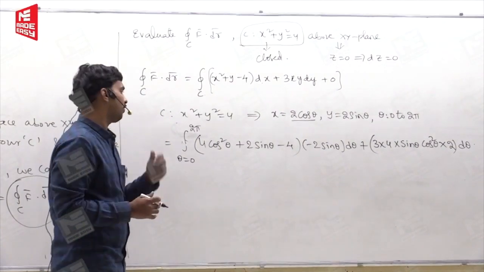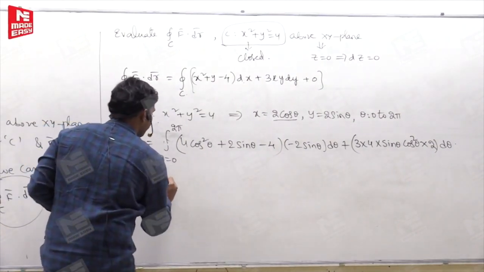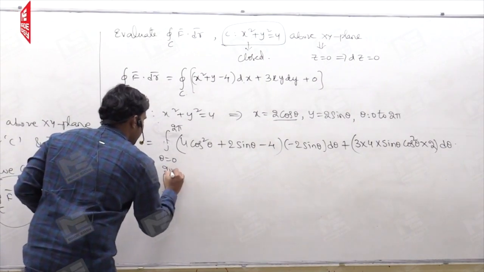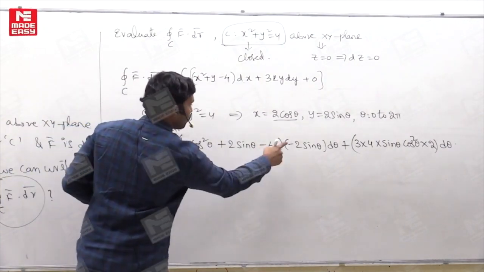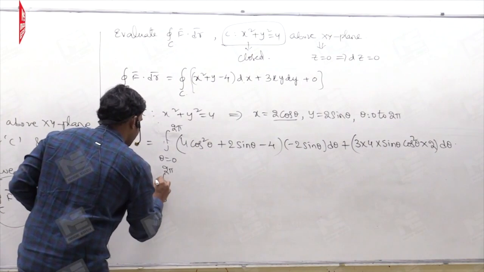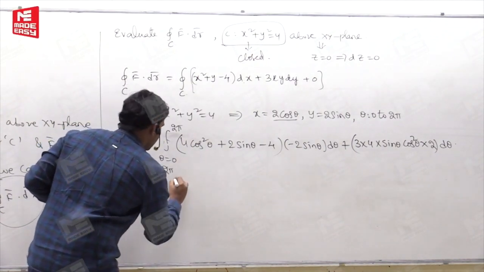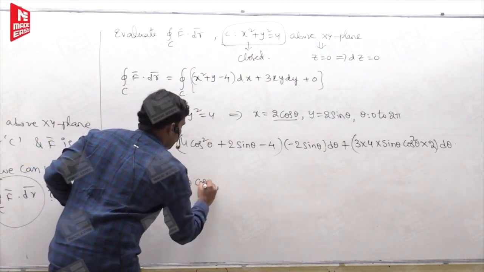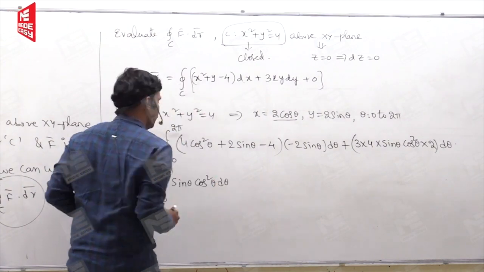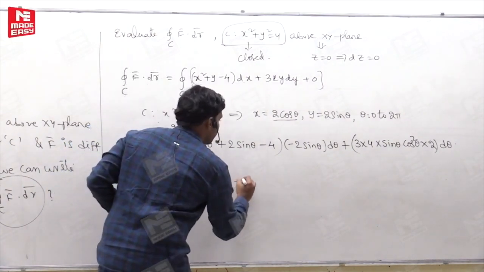So now we need to evaluate this, right? Anyway, I'll split this integration. From 0 to 2 pi, it is 4 cos square theta sine square theta. So it is minus 8 sine theta cos square theta d theta here, right? And then plus 2 into 2.